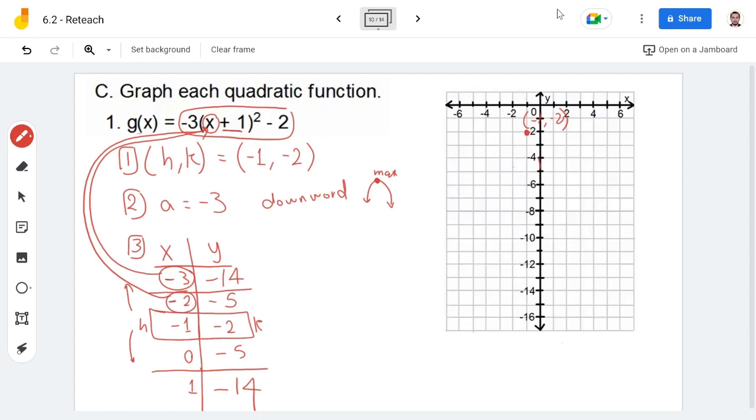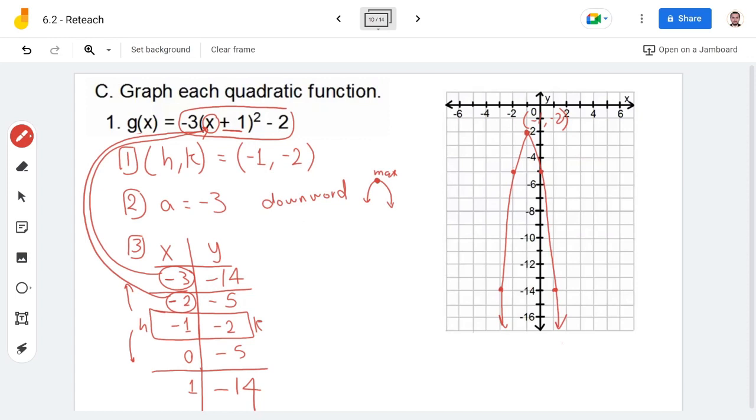So now -2, -5 is here. Then I have -1, -2 here. Sorry, -2, -5 is here, then -3, -14 is here. Then 0, -5 is here. Then 1, -14 is here. So now connect the points. It will look like this here.